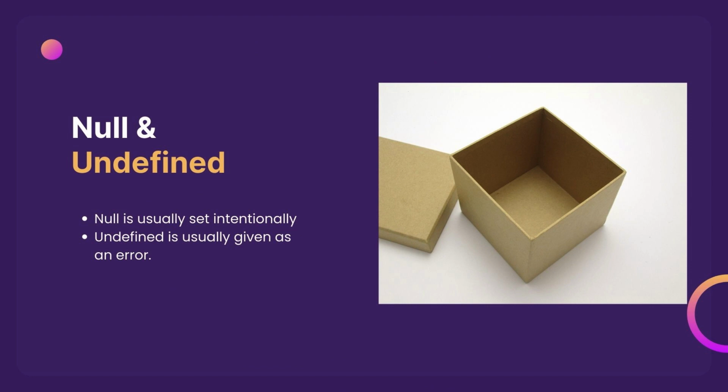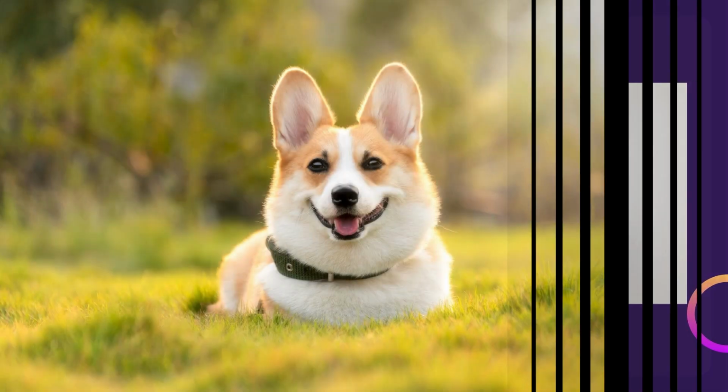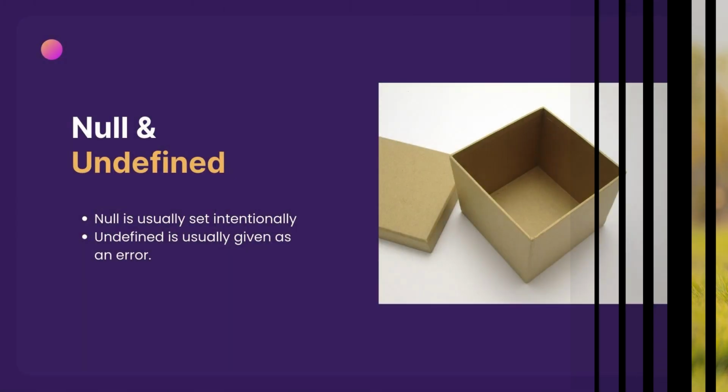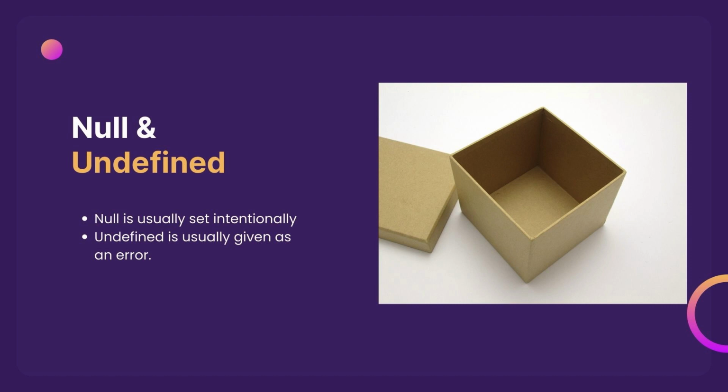The last two of the primitive types which we're going to discuss are null and undefined. So first, let's look at null. Null represents nothing, so more simply a non-value. So for example, if your dog ate your shoe and it was no longer there, then you could set the value of your shoe to be null. In JavaScript, we usually set null intentionally.